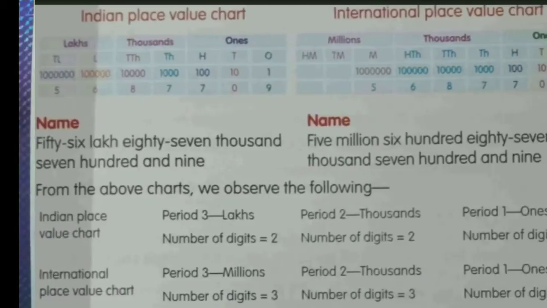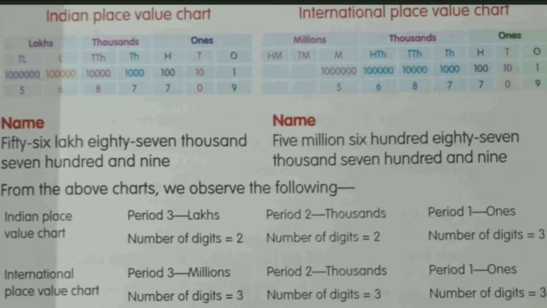Now, take a look at the difference between the Indian and international systems of numeration with the help of an example. Here we have taken the example 56877709. I have written this number in both the Indian place value chart and the international place value chart. In the Indian place value chart, we read the number as 56,87,709. In the international place value chart, it is read as 5,687,709. Now from the chart, we observe the following points.